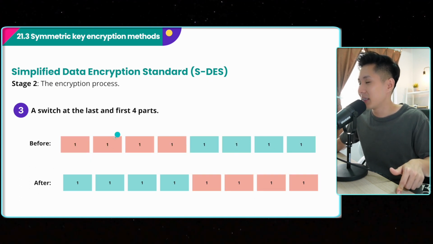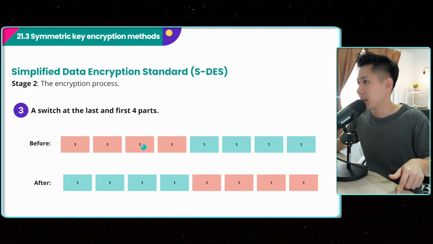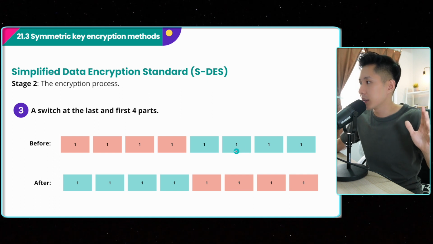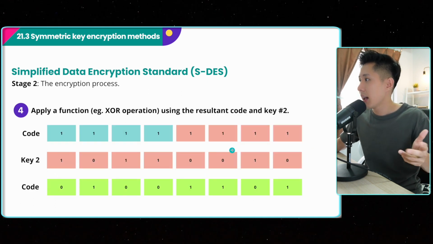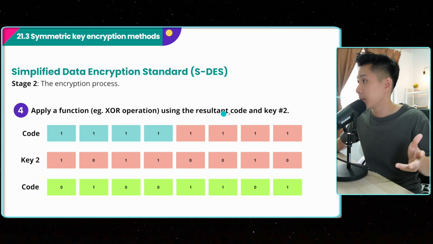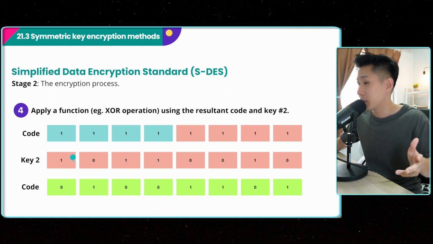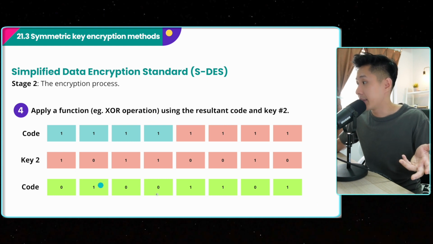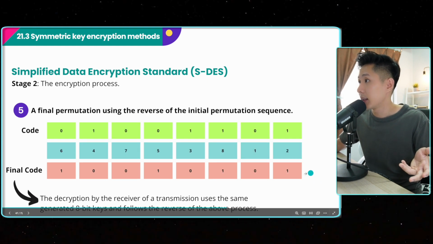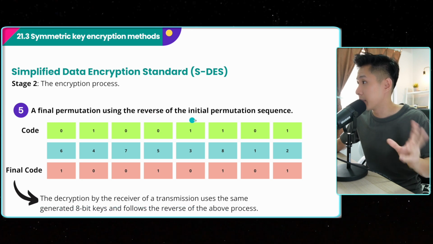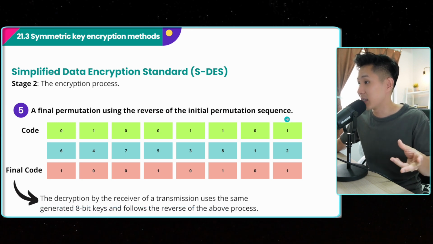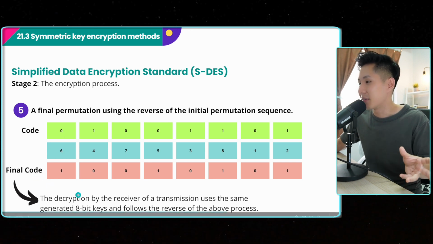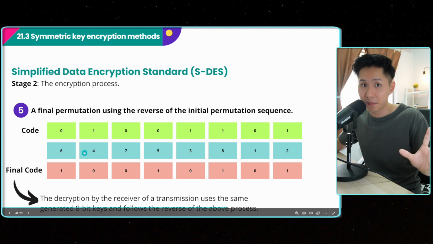So then the next step is to switch the last and first 4 parts. So in this case, it doesn't make a difference because they are the same. And then apply a function using the resultant code and key number 2. Again, the function could also be an XOR operation, and then we get the resultant code. Then a final permutation using the reverse of the initial permutation sequence, which is what we just showed you, and then the final code. I won't go through the permutation again.